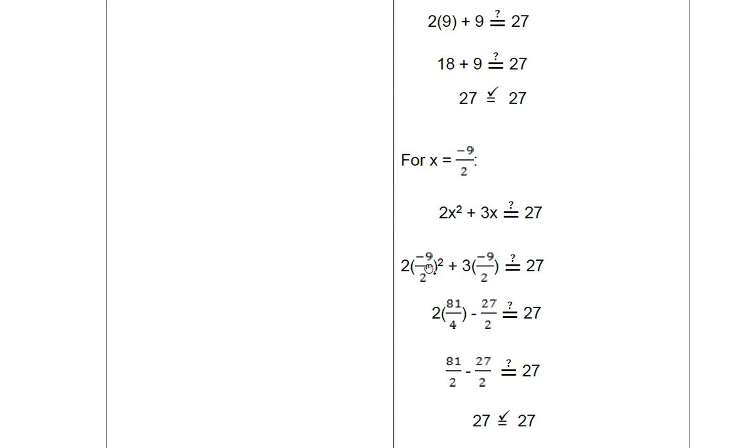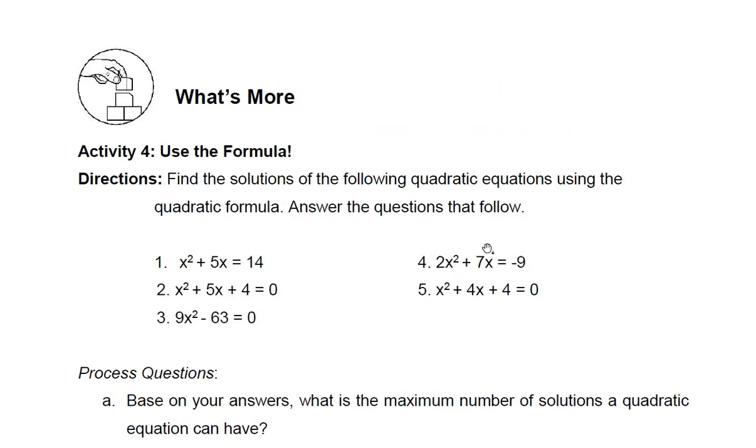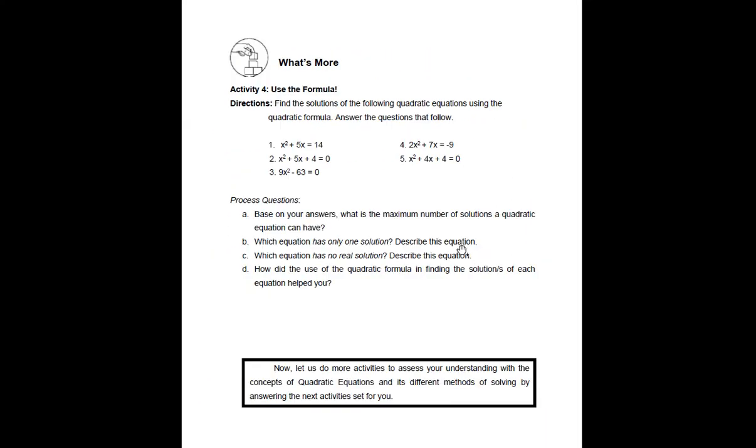So we have 81 over 4. Then 3 times negative 9, that is negative 27 over 2. Multiply 2 times 81, or just reduce this, to 81 halves plus negative 27 halves equals 27. So still, 27 equals 27. So that's how we use the quadratic formula.